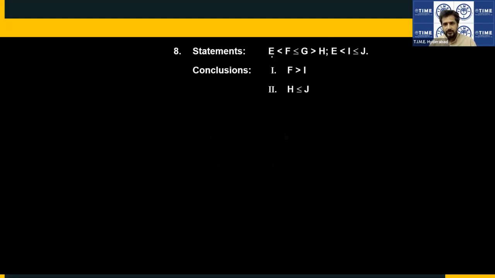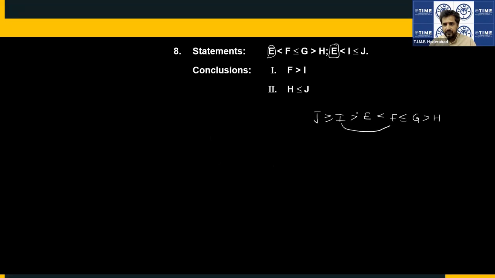Here also, you observe that the common terms are at the beginning and the end, so you can combine. How to combine it? We have the statement E less than F less than or equal to G greater than H. Now for the E to I relation, E less than I is as good as I greater than E. I less than or equal to J is as good as J greater than or equal to I. It is a new expression. Now let's check it. F greater than I.